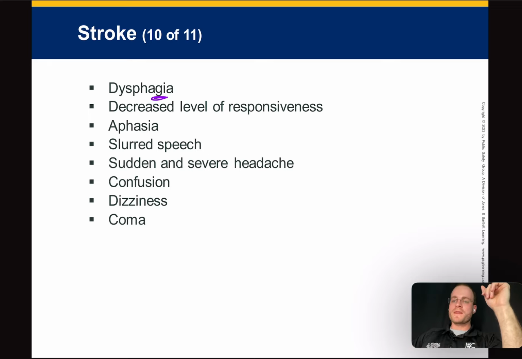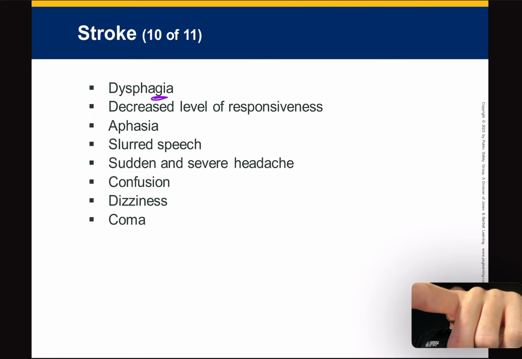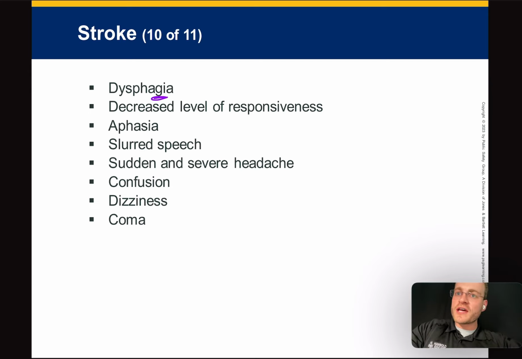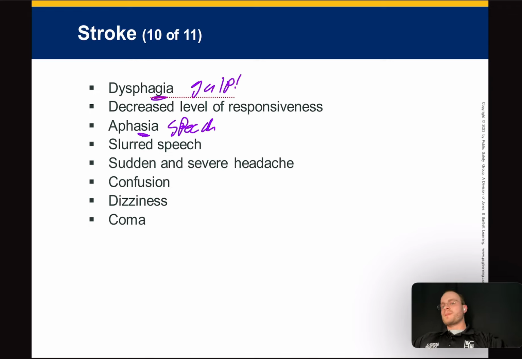Decreased level of responsiveness, aphasia. Notice how this one has an S in it for speech, okay? And this one has a G in it for gulp, right? To swallow, okay? So aphasia means to not be able to speak. So slurred speech, we could see that. Sudden or severe headache, confusion, dizziness, coma. Okay, you'll see all of those.